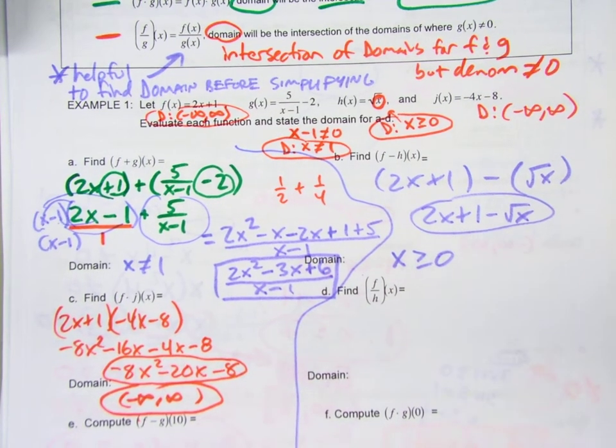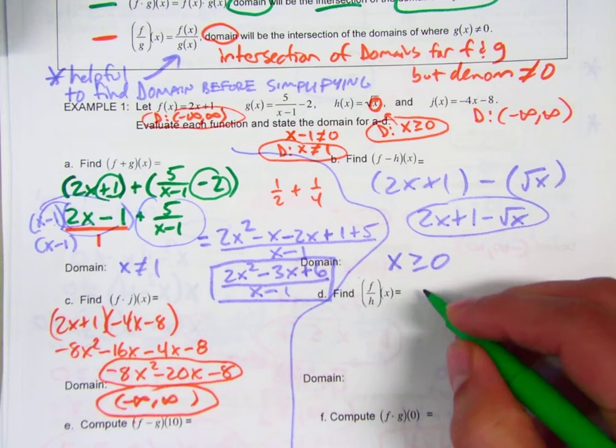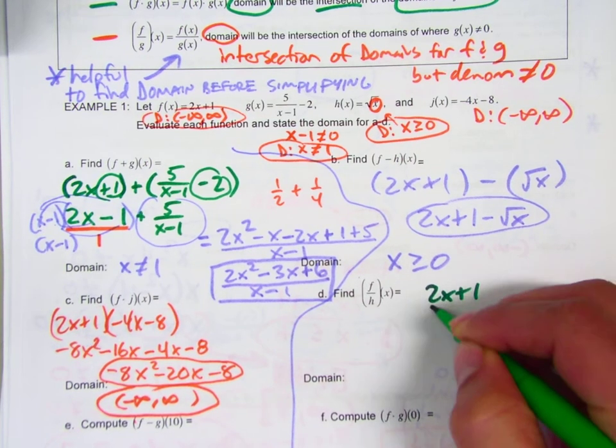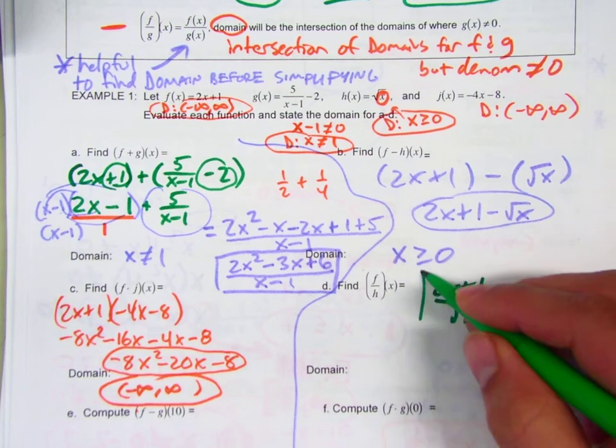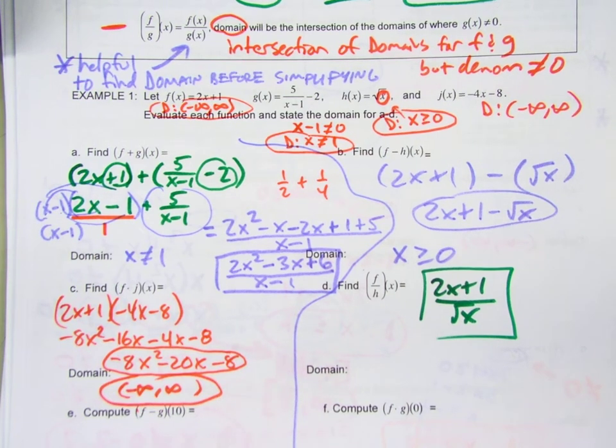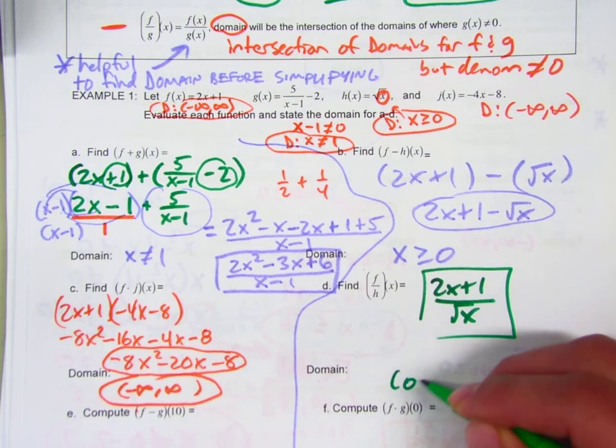All right, this one's not too bad. Let's do this one. F divided by H. That's it. Can't really do much else. Okay? What's the domain? Greater than or equal to 0? Wait, no. You're close. It's greater than 0. Just greater than 0.